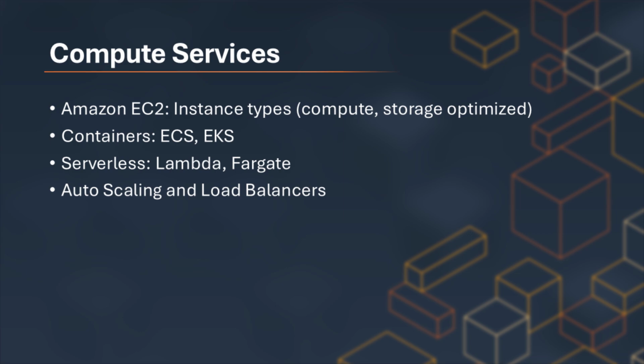Serverless options include AWS Lambda for event-driven tasks, like processing image uploads, and AWS Fargate for containerized apps without server management. Auto-scaling adjusts resources dynamically, say, adding EC2 instances for a sale. Load balancers, like Elastic Load Balancer, distribute traffic for reliability. The exam often asks when to use Lambda versus EC2: Lambda for short, event-driven tasks, EC2 for full control.